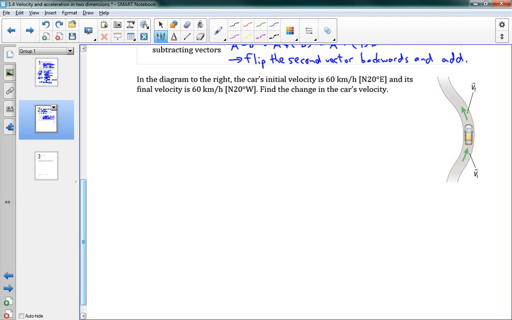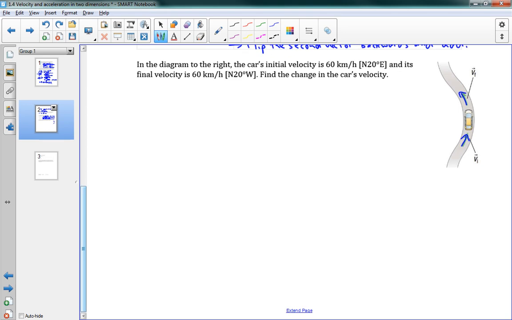So here we're saying, in the diagram to the right, we have a car with an initial velocity, 60 kilometers north 20 east, and the final velocity, 60 kilometers north 20 west. We want to find the change in the car's velocity. So we want to find how the velocity changed. Change in velocity, delta v. This is Vf minus Vi, which is equal to Vf plus negative Vi. Okay, and before we go any further with that, I'm just going to draw a picture of what's going on here.